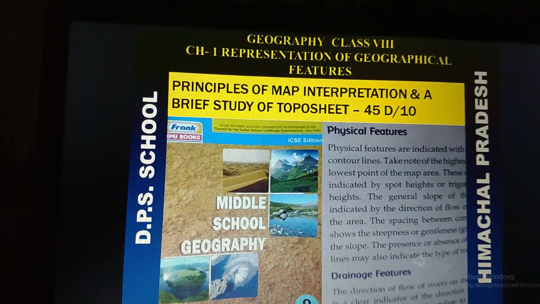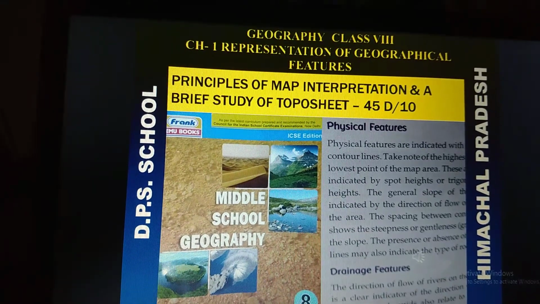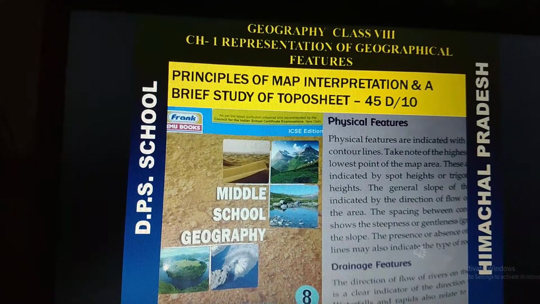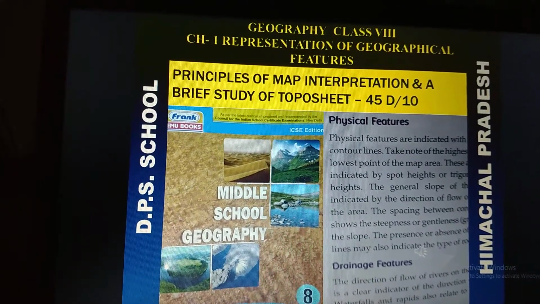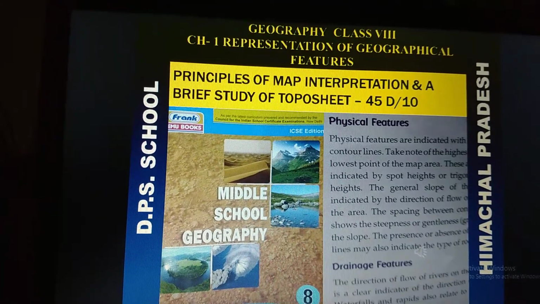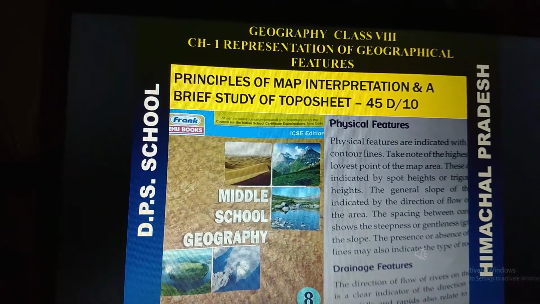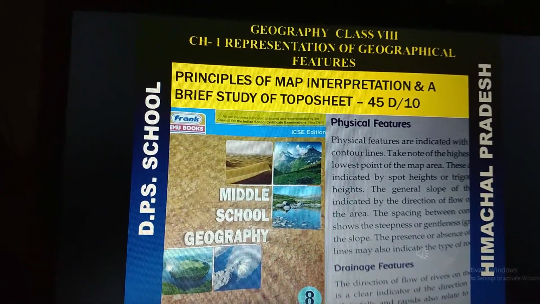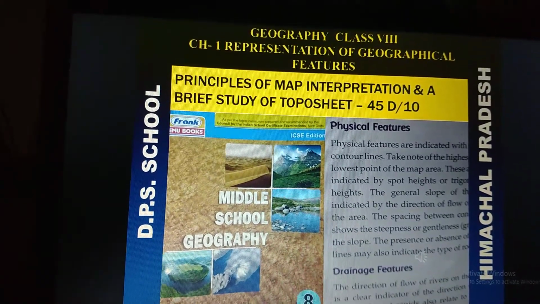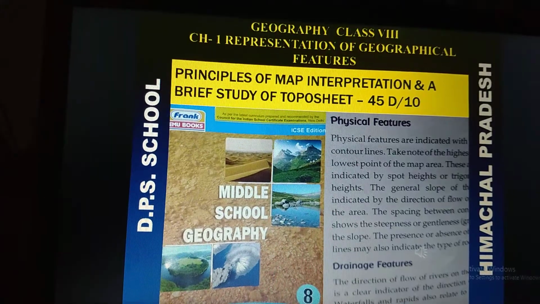There are many features in the principles of a topographical map. They are the physical features, the drainage features, the land use, the settlements, then transport and communication, and the occupations of the people. So these are the six points which I would like to explain to you today. Let us see the physical features.